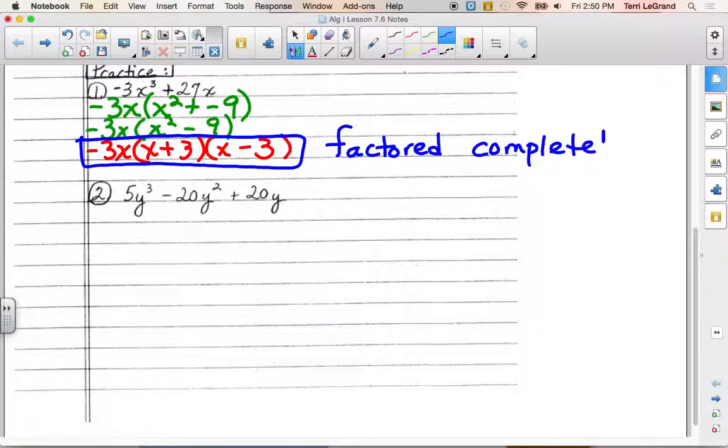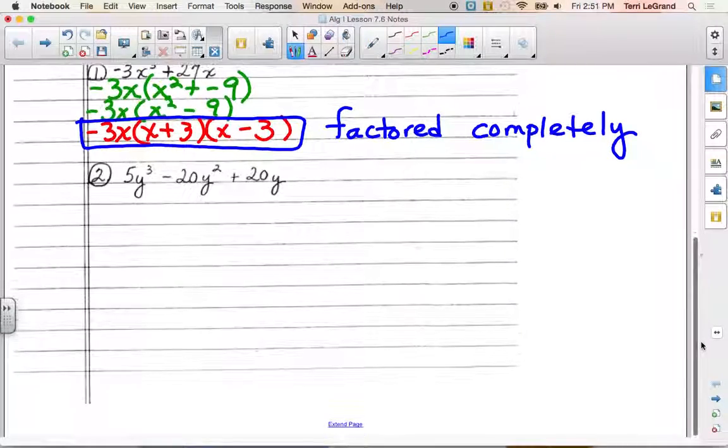We have now factored this one completely. It has 3 factors. Up to this point, we had just 2. But now we know all the different methods of factoring, and we put them together. Sometimes we can have more than 2 factors. Okay, let's look at number 2.